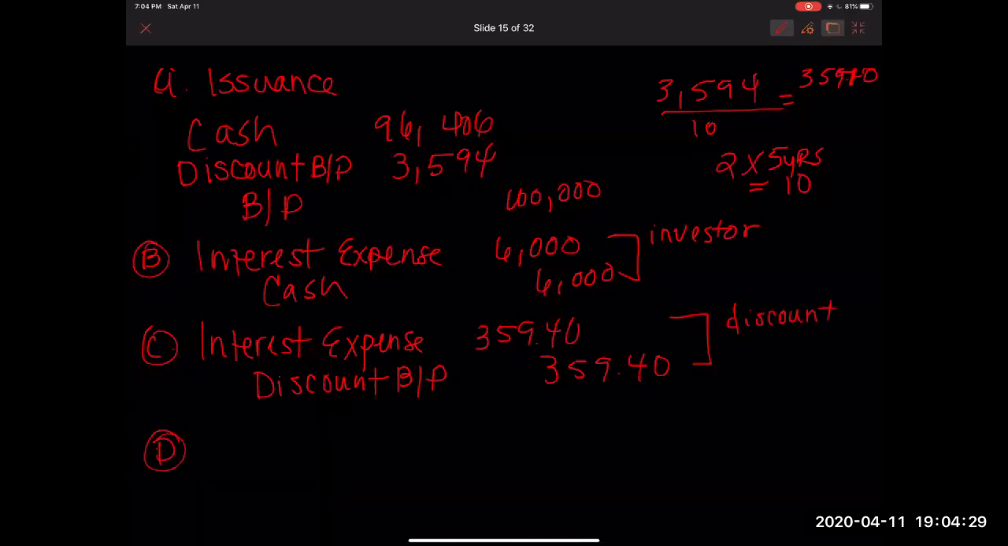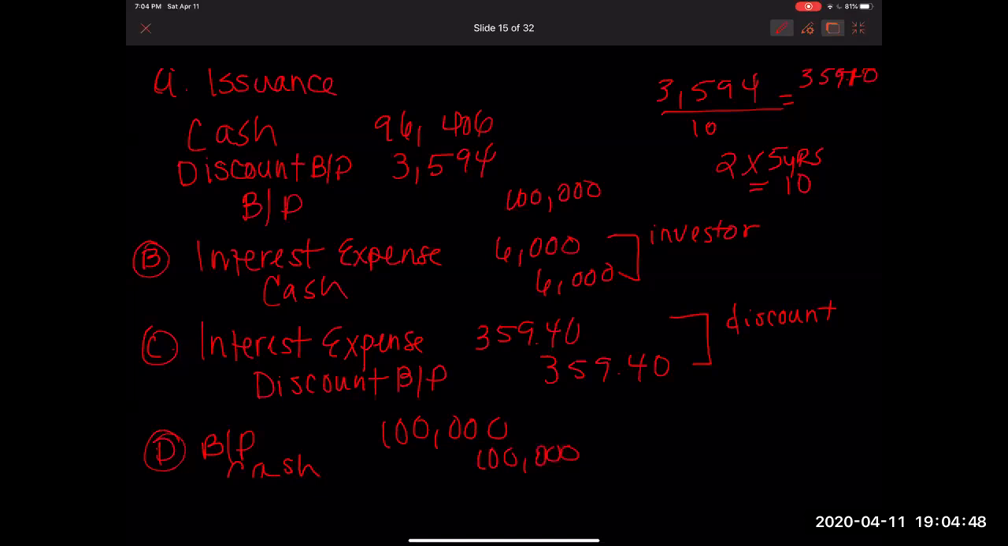And then lastly, we're going to capture the repayment. The repayment is going to be a debit to bonds payable of the full amount of $100,000, and then my credit is going to be to cash. I'm running out of space.